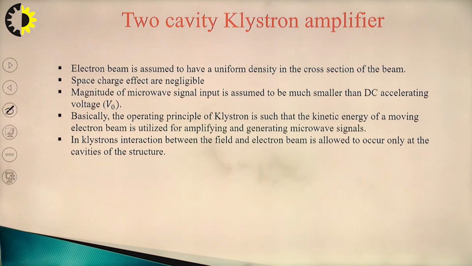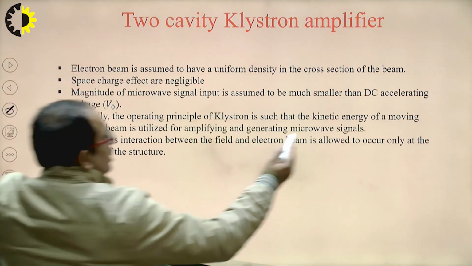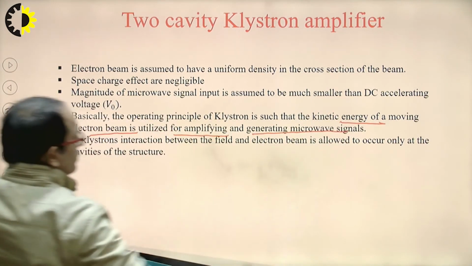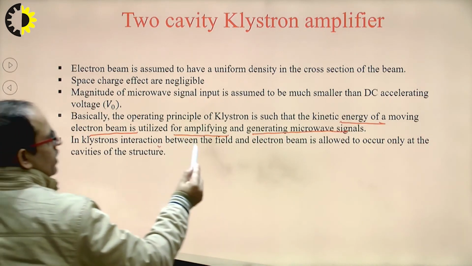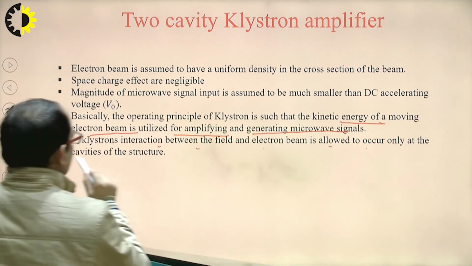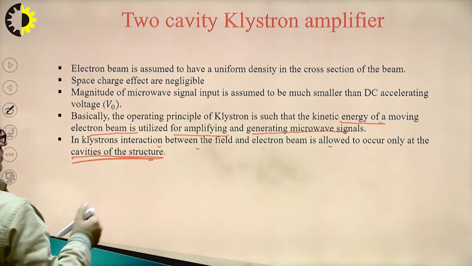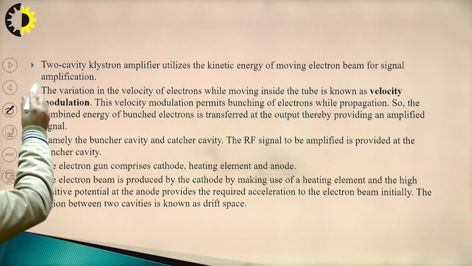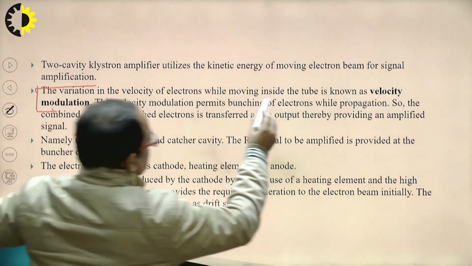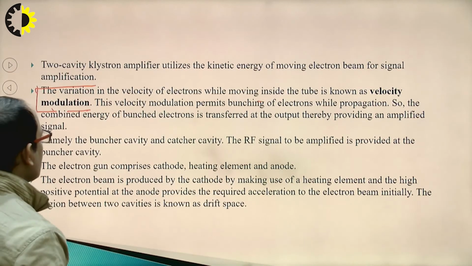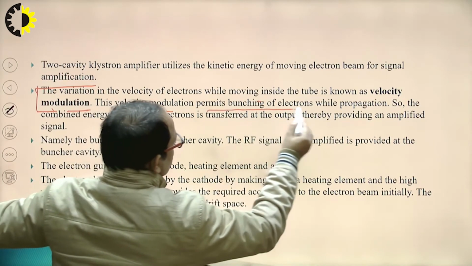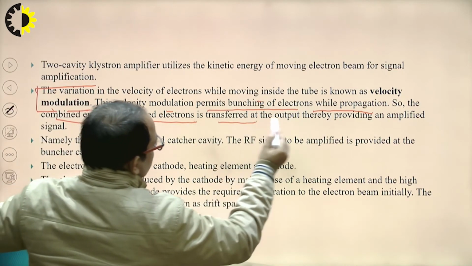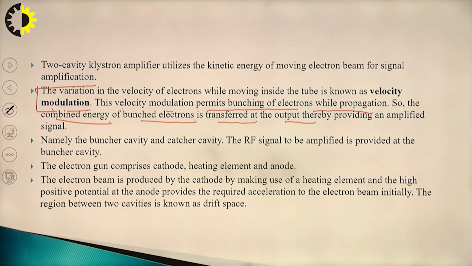Now see the basic principle: the kinetic energy of the moving electron beam is utilized for amplifying and generating a microwave signal. How? Interaction between the field and the electron beam is allowed to occur only at the cavities of the system, that is the buncher cavity and the catcher cavity. The variation in velocity of electrons while moving inside the tube is known as velocity modulation. This velocity modulation permits the bunching of electrons while propagating. Hence the combined energy of the bunched electrons is transferred to the output, thereby providing an amplified signal.